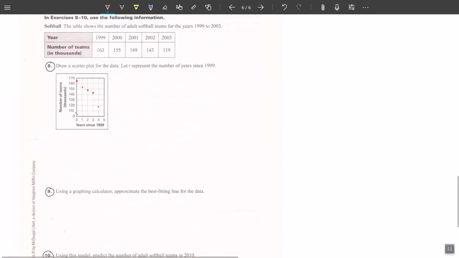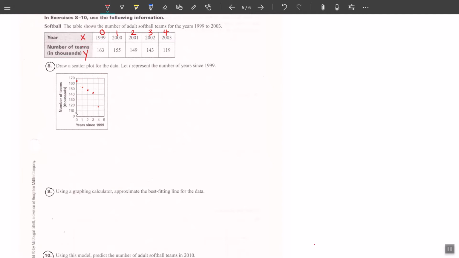Now, for the word problem, they've given us a table that shows the number of adult softball teams for the years 1999 to 2003, and they've given that to us in table form. Our year is our X, and the number of teams in thousands are our Ys. If you look down at the table, it's years since 1999. So 1999 lines up with 0, then 2000 is coordinate point 1, and so on and so forth, since it's years since 1999. So you just go in and plot those points.